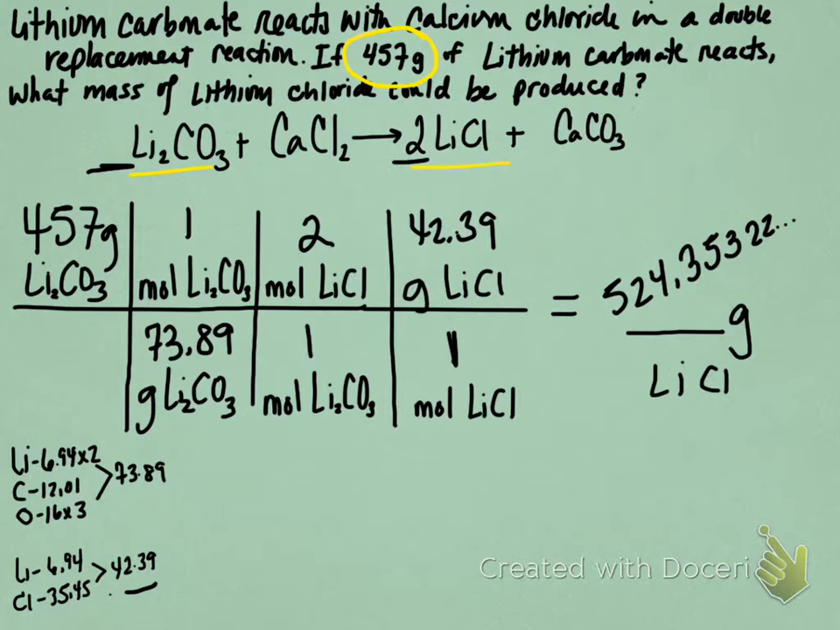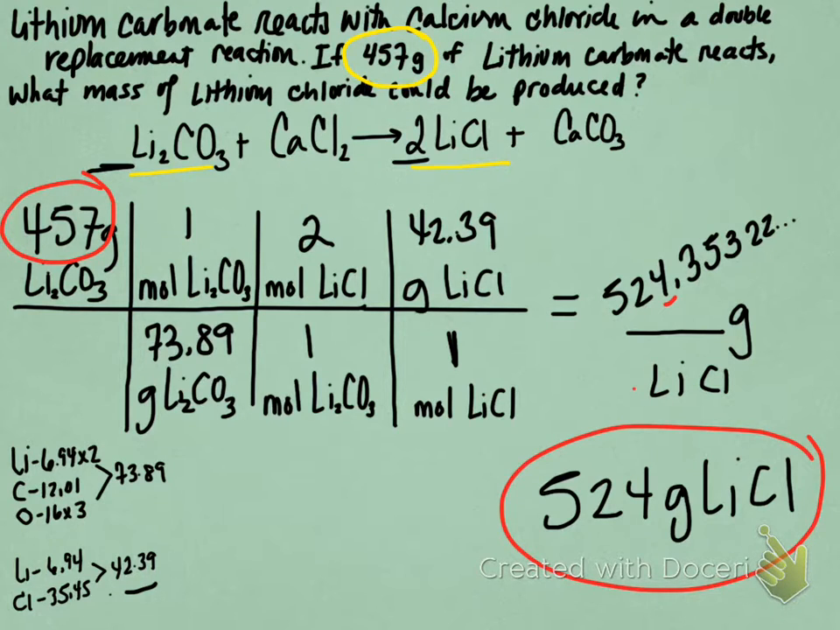Okay, I get a raw answer of 524.35322, and it goes on and on. But I want to go back and check my sig figs in my given. I have 3, therefore I'm going to keep this answer to there. My final sig-figged answer: 524 grams of lithium chloride can be produced from 457 grams of lithium carbonate.